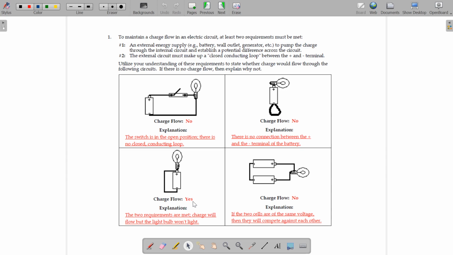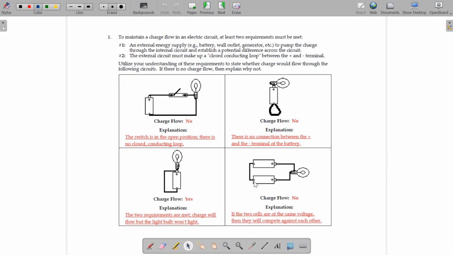Here, there will be a charge flow, because if you notice, this end of the copper wire is connected to the negative terminal, and that end of the copper wire is connected to the positive terminal, and it's also touching the light bulb. So requirements 2 and 1 are met. Therefore, the electrons will flow from the negative end through the bulb toward the positive end of the battery. And of course, it will just keep flowing. So that is yes.